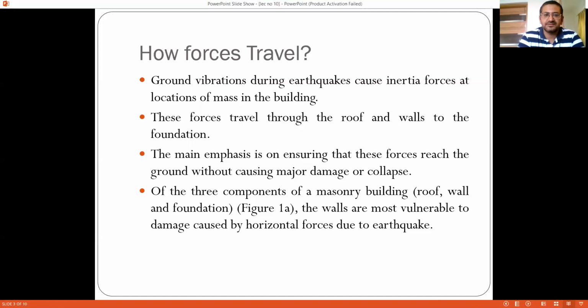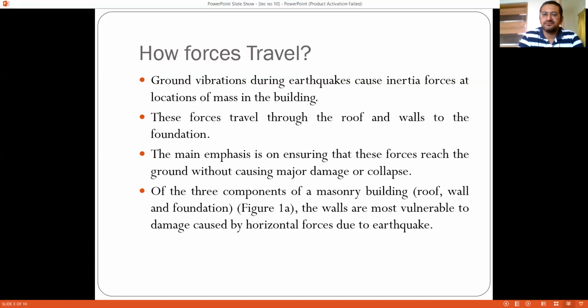So ground vibrations during earthquake cause inertia forces at location of mass and movement. This is something which is an inherent property. Wherever mass is going to be there, the inertia force is going to be there, and this inertia force is going to be in the direction opposite to the application of horizontal forces. So these forces travel to the roof and walls to the foundation, right? So what the difference is going to be there? In case of RCC, it travels from the beam column joints through the diaphragm action to the other end of the building, and then to the columns, and then from the columns to the foundation, and then to the soil below.